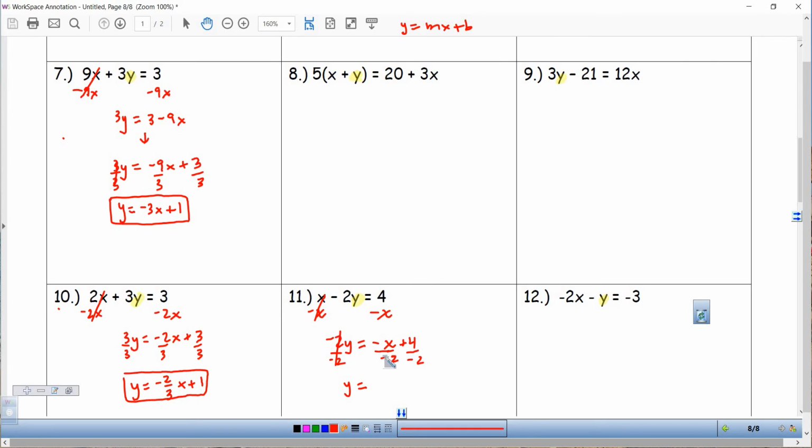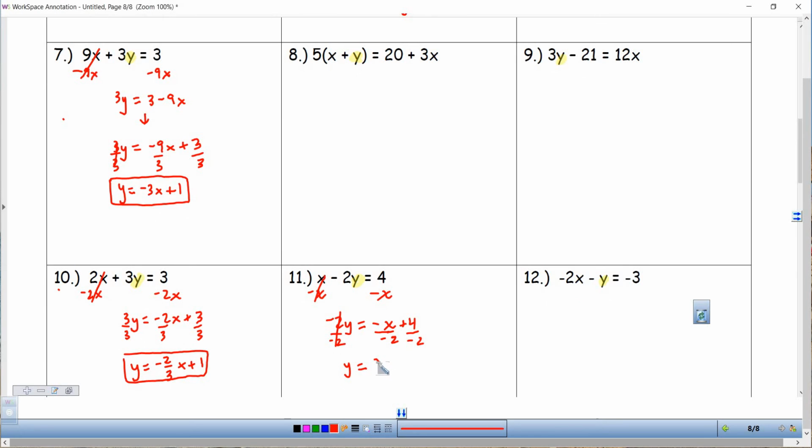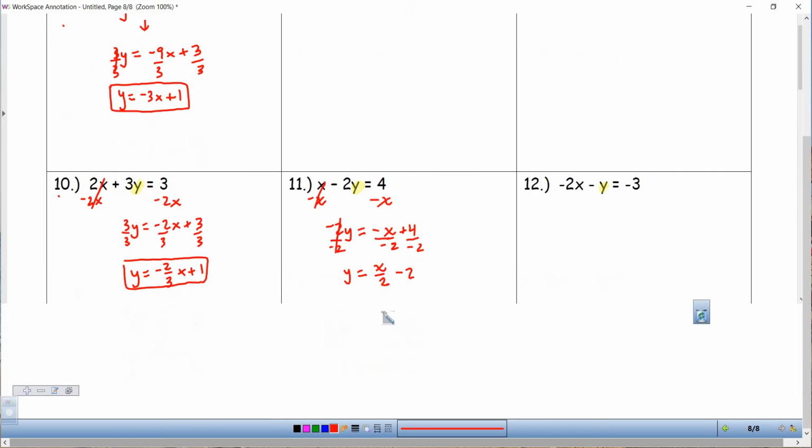Well, a negative divided by a negative is a positive. And I certainly could write x over 2, and then 4 divided by negative 2, that's going to be negative 2. And that is not incorrect. That is perfectly correct. But if I want it in slope-intercept form, I'm looking for y equals mx plus b. So I want a coefficient in front of that x.